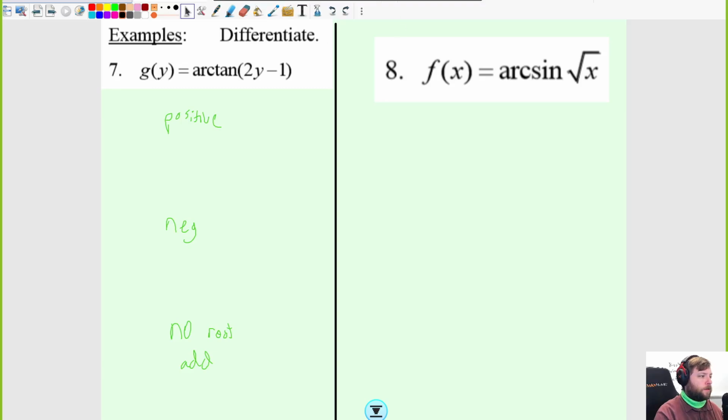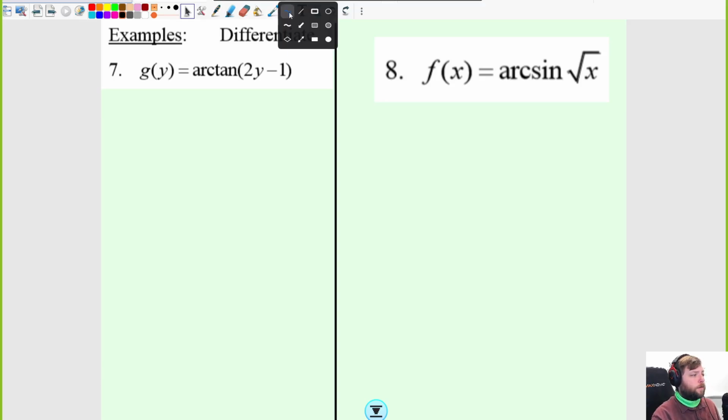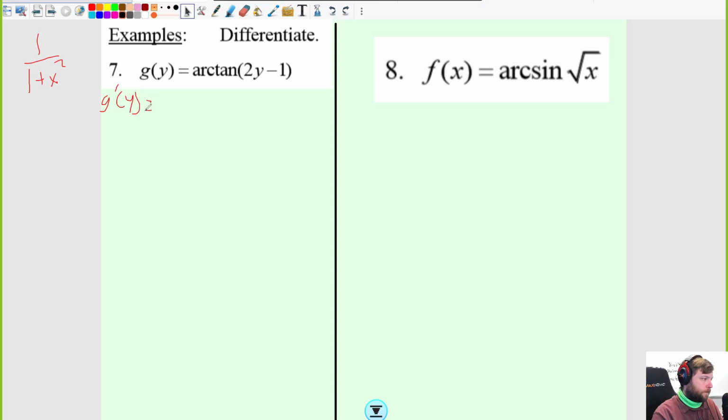All right, so what does this mean? Let's do a problem. Differentiate. Hey, we're just applying chain rule. So the derivative of arctangent is 1 over 1 plus x squared. So g prime of y would be 1 over 1 plus the inside squared.